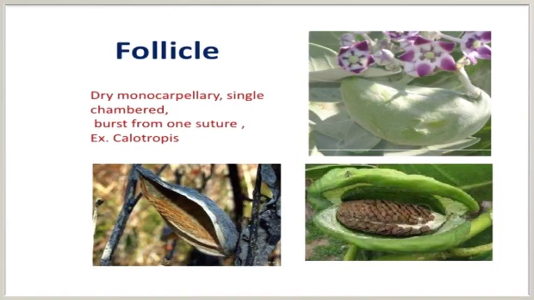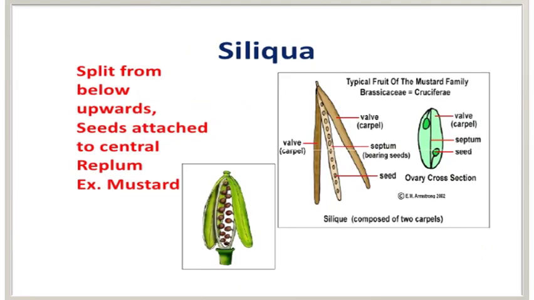So the other fruit is follicle. In this, the fruit is formed from a monocarpellary pistil and dehiscence occurs along only one junction point or suture. So it is called a follicle. So the other form of capsular fruit or dehiscent fruit is silica.